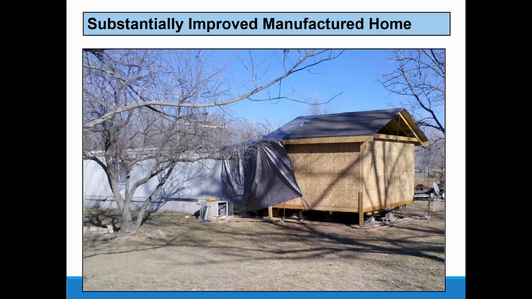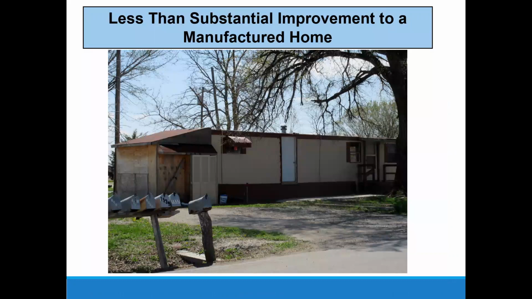I have a little bit more information on that. But as far as additions, we have to consider whether or not they're structurally connected, meaning they are sharing a common wall. In this example, it is a lateral addition onto a manufactured home, but it's actually not structurally connected. It's just kind of against that wall, and they're not sharing that common wall. This was also less than 50% of the market value, so it was not a substantial improvement.